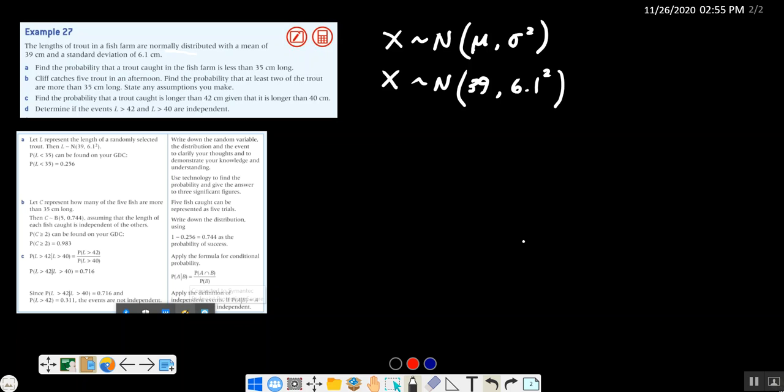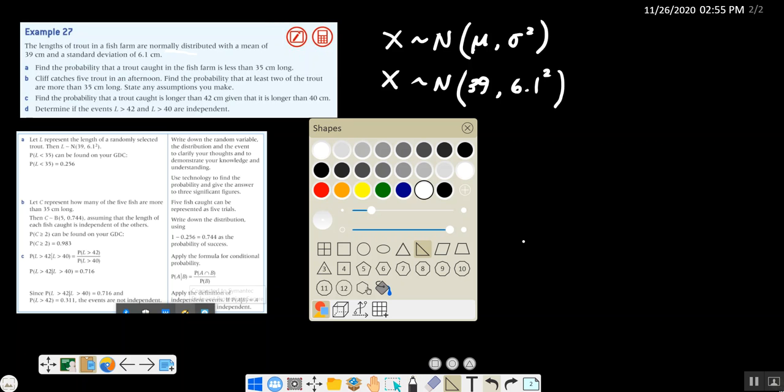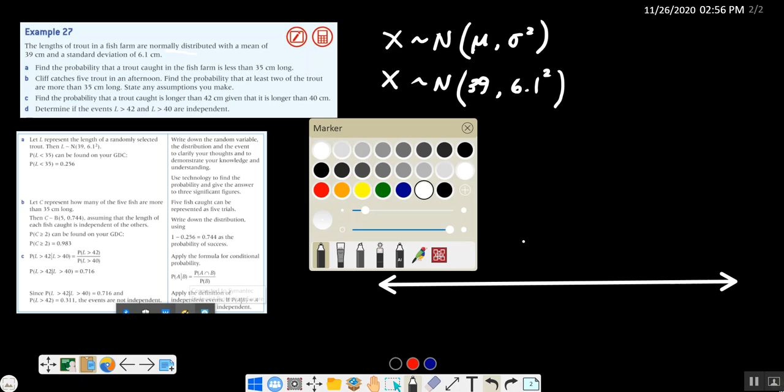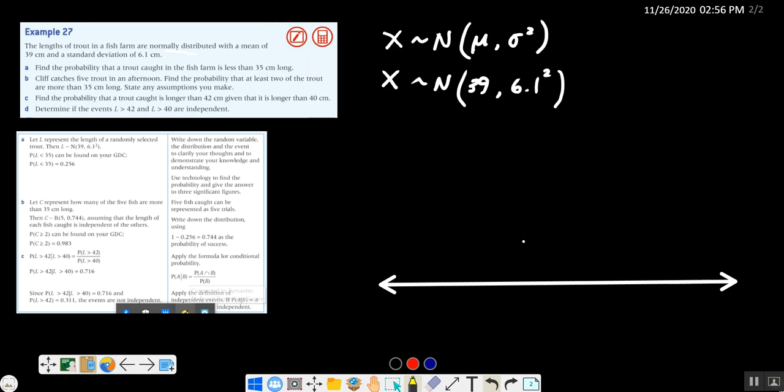So we've got that information, and it says find the probability that a trout caught in the fish farm is less than 35 centimeters long. Okay, so what's the first step? So I said to you, the first step I would always do, when it tells me it's normally distributed, is to draw your curve, yeah.